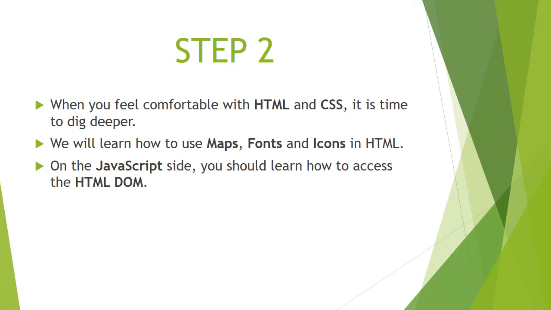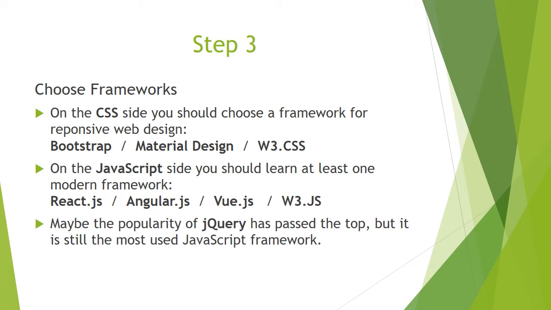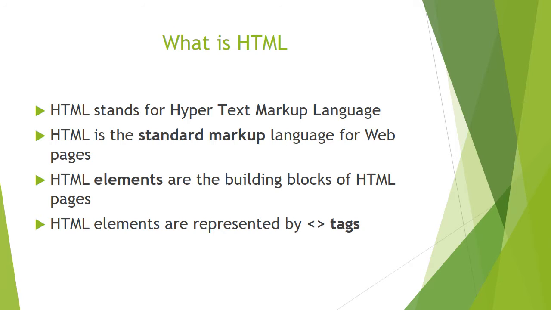Once we are done with the basics of HTML and CSS, we're going to look deeper into those two languages. We'll also learn how to use maps, fonts, and icons in CSS and HTML, and also JavaScript in the HTML DOM. In step 3, we will choose a framework. In these tutorials, we'll be using Bootstrap as our framework on the CSS side. On the JavaScript side, we'll be using React.js, and then a little bit of jQuery to help us with the dynamics of our web page.